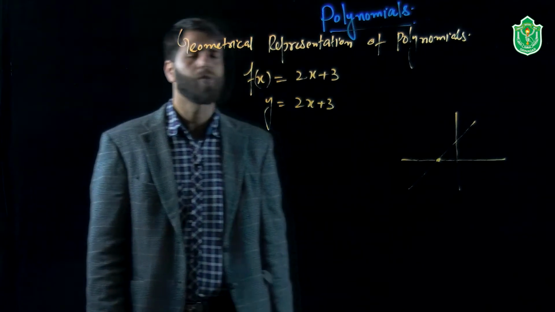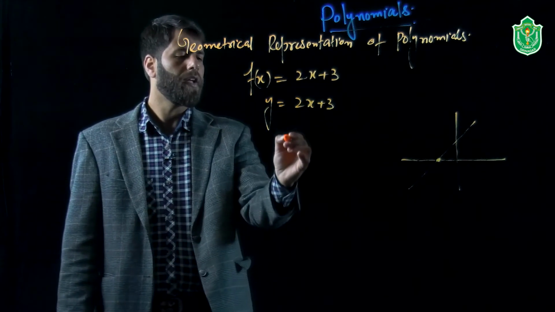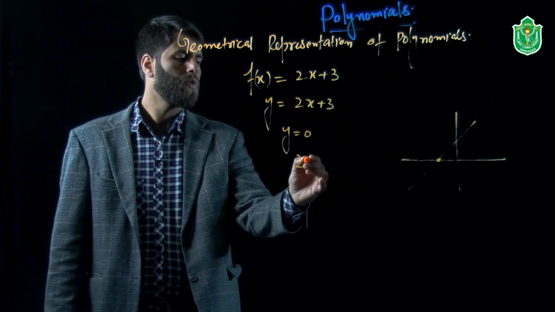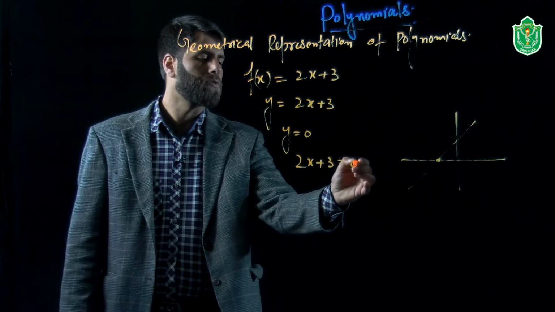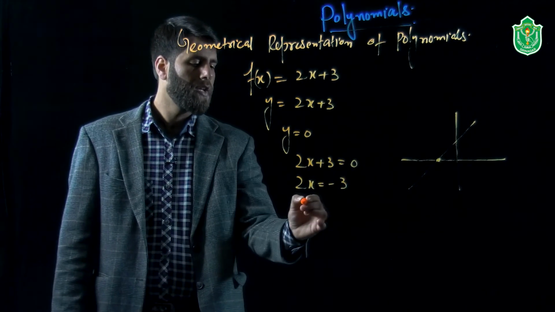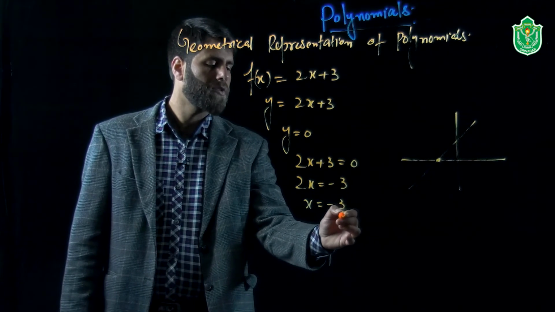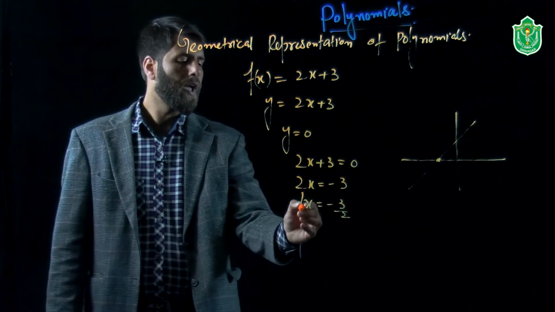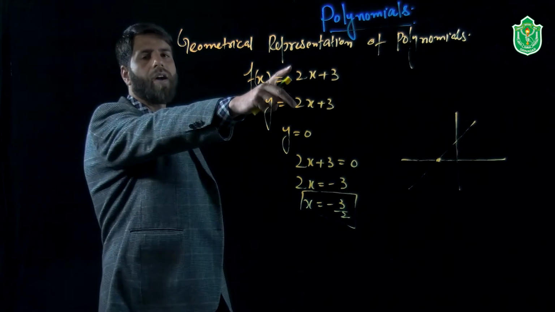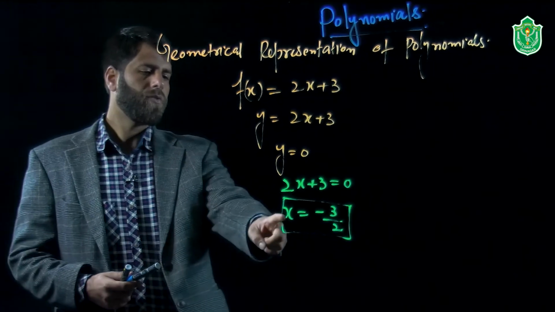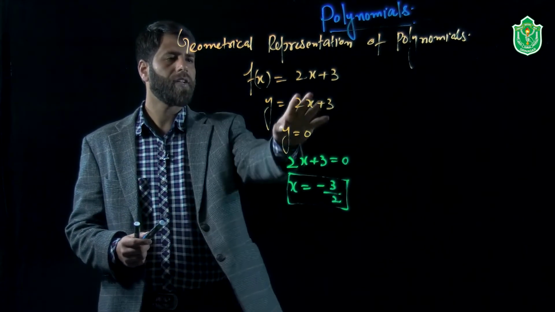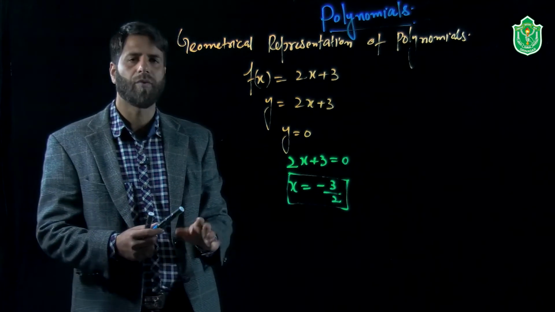Suppose this point, because if we take y is equal to 0, you will get the value of x. 2x plus 3 is equal to 0. We get 2x is equal to minus 3 and x is equal to minus 3 by 2. That means the value of x is minus 3 by 2. The degree is 1 and the zero is 1. So we have calculated x is equal to minus 3 by 2. Actually, this is the zero of the linear polynomial 2x plus 3.